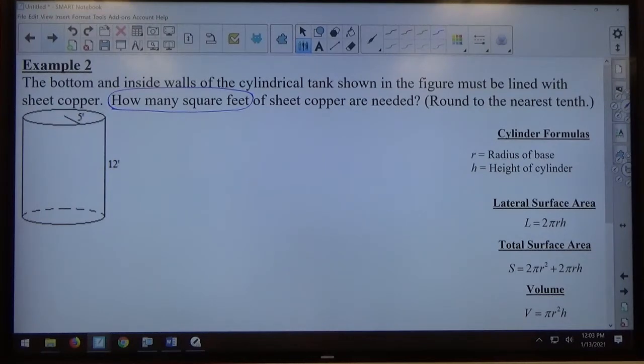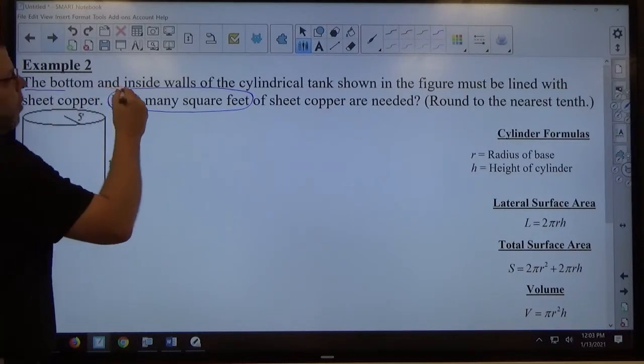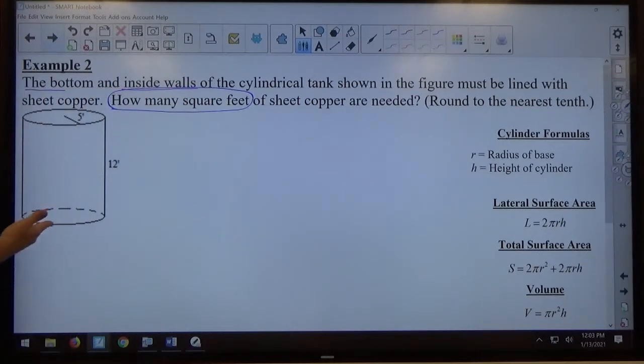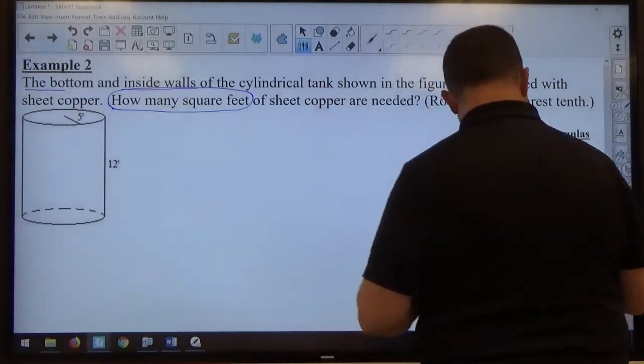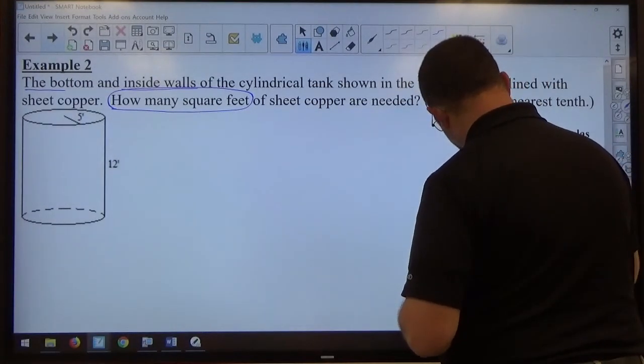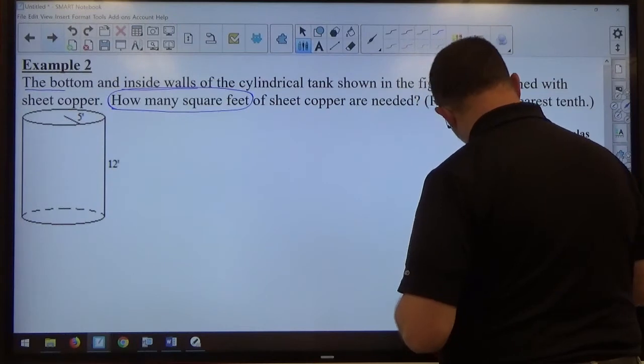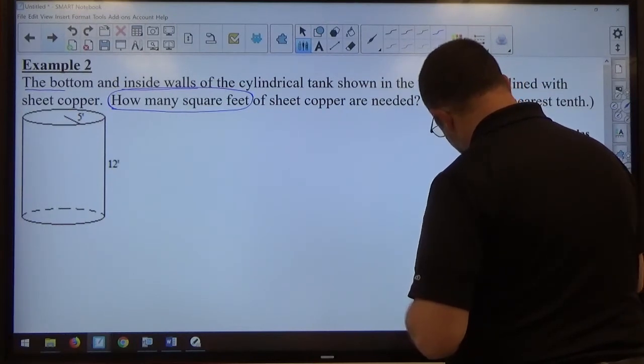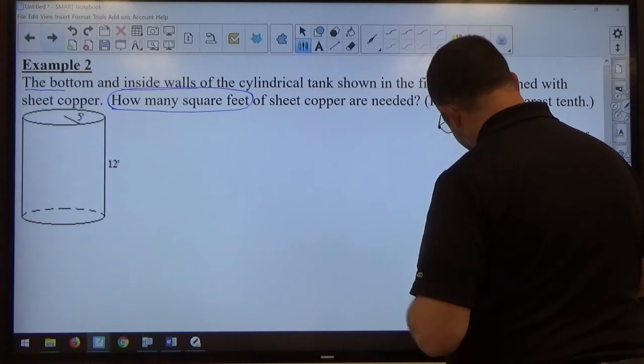When I see square units, I'm thinking area. Once I see area, now I need to determine what type of area I'm looking for. It says the bottom and inside walls, it doesn't say the top, right? The total surface area would be the top and the bottom and the walls. The lateral surface area is just the walls. So lateral surface area is just the walls, and total surface area would be top, bottom, and walls.